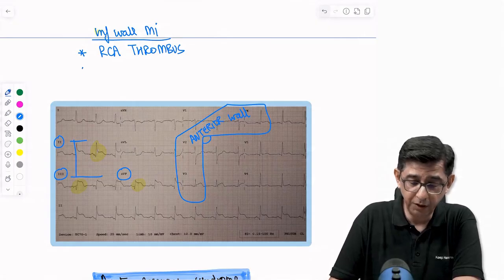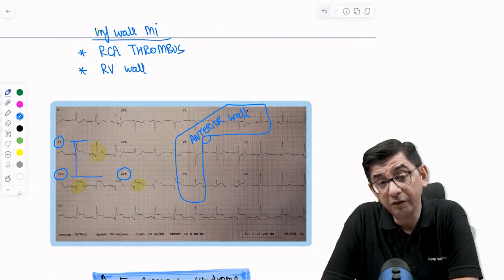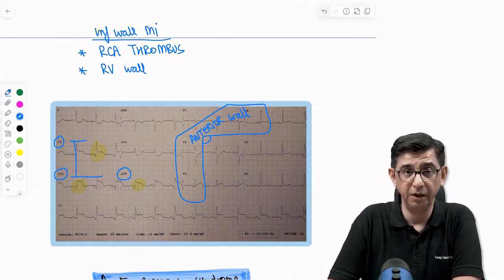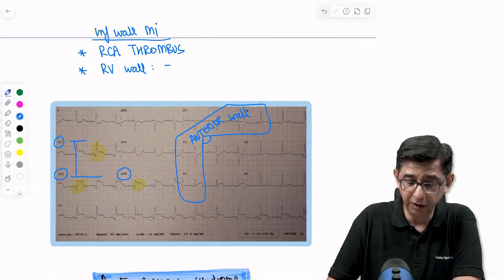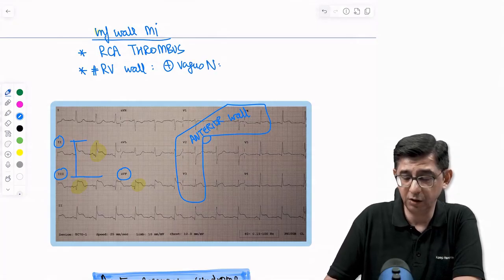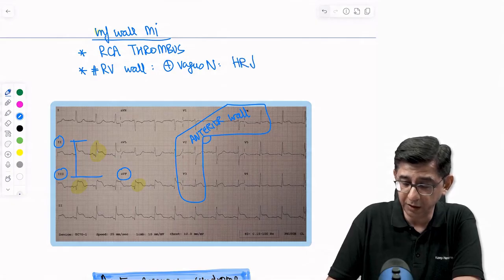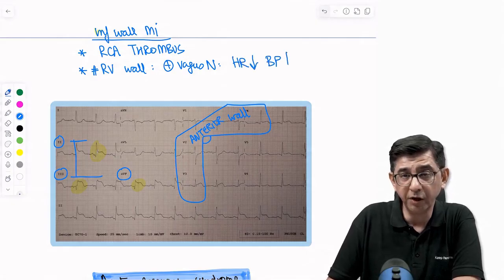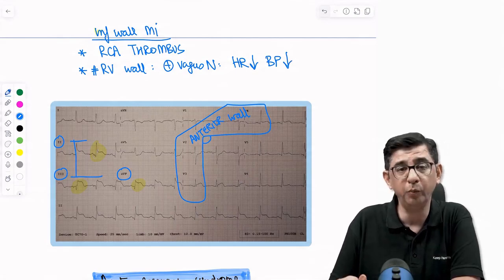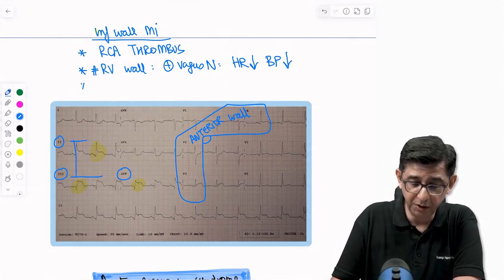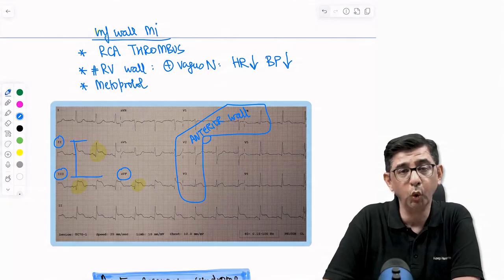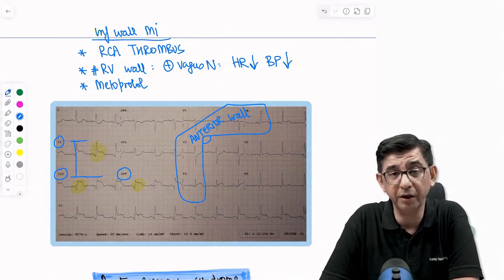In inferior wall MI, the damage occurs in the right ventricular wall. In the right ventricular wall, vagus is present. So damage to the right ventricle wall will cause irritation of the vagus nerve, and irritation of the vagus nerve will cause development of bradycardia and hypotension. That is why you are not supposed to give metoprolol in this patient. If by mistake my nurse gives metoprolol, the heart rate of this patient is already low, it will become more low and the patient can die.